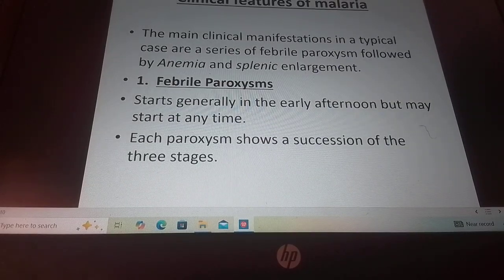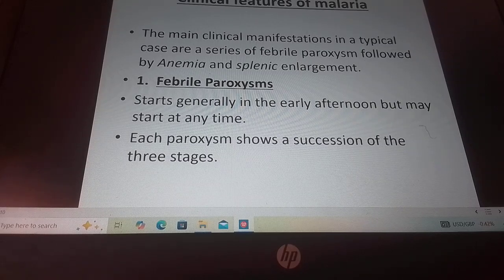So we dive into the clinical features of malaria. We are saying that in a typical case, the main clinical manifestation is a series of febrile paroxysms followed by anemia and then splenic enlargement. So this paroxysm, as earlier mentioned, generally starts in the early afternoons, but it may start at any time. So the time is not specific.